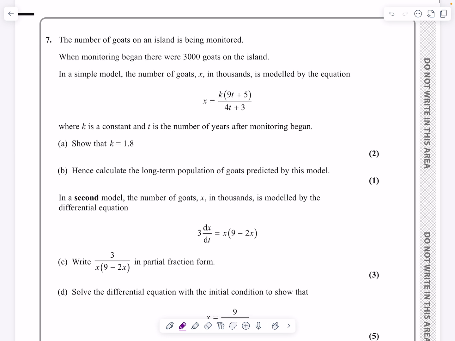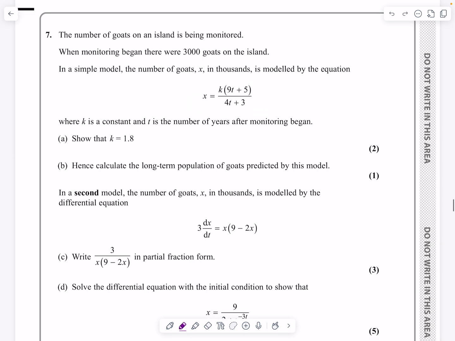It says we've got the number of goats on an island. It tells me initially that there's 3,000 goats, but it does also say that x is measured in thousands. So that's telling me t equals 0, x equals 3. And it then says we're going to model x as being this equation here that's got our k in. X is going to be given by that. And it says, can we work out what k is?